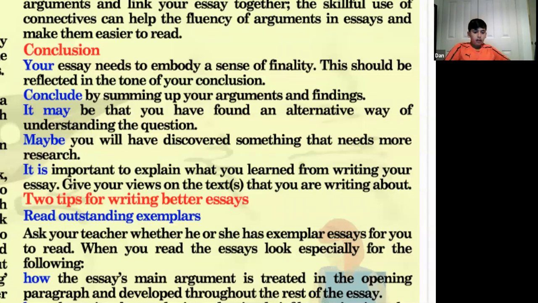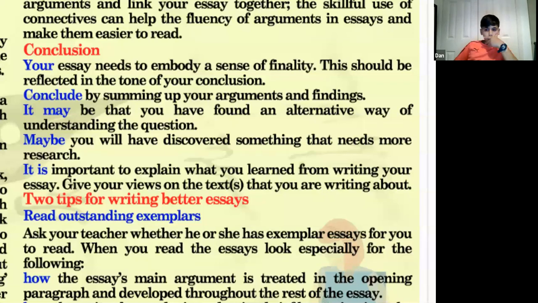It means like shortening it. Yeah, so the key points. Summarizing means writing in brief. Brief means shorter than what you've written before, but the main points. It may be that you have found an alternative way of understanding the question, so maybe you will have discovered something that needs more research. It's important to explain what you learned from writing your essay, give your view on the text that you're writing about.